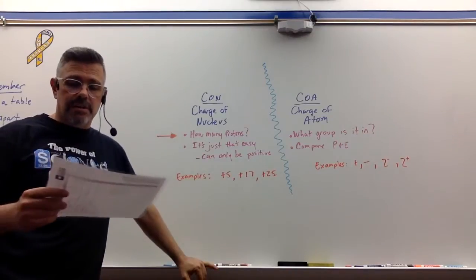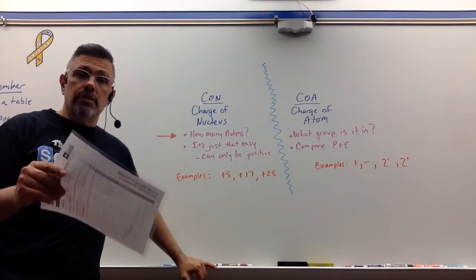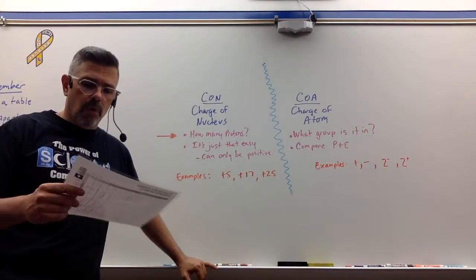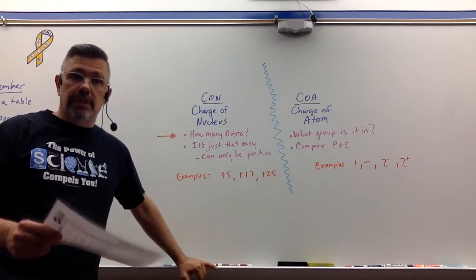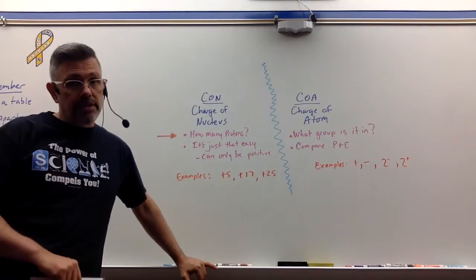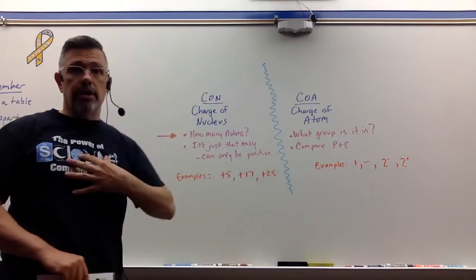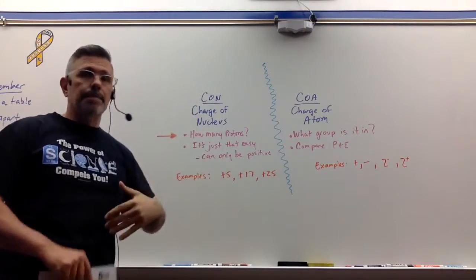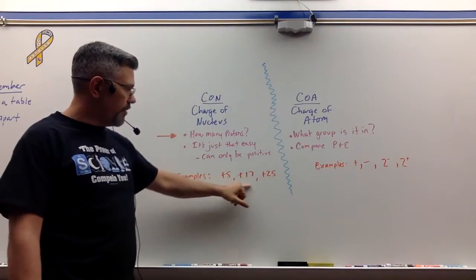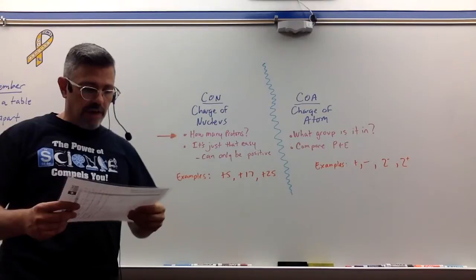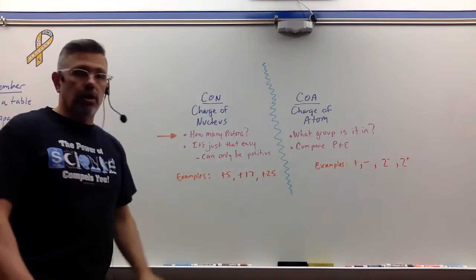So if the question states, what is the charge of aluminum: 13, plus 13, minus 13, or plus 27? The answer is plus 13. You look at the atomic number, you put a plus in front of it, bang, you have the charge of the nucleus, also called the CON. I call it the CON, if you're trying to find the charge of the nucleus. Really simple. Examples would be plus 5, plus 17, plus 25. Plus 25 would be for manganese, a transition metal.